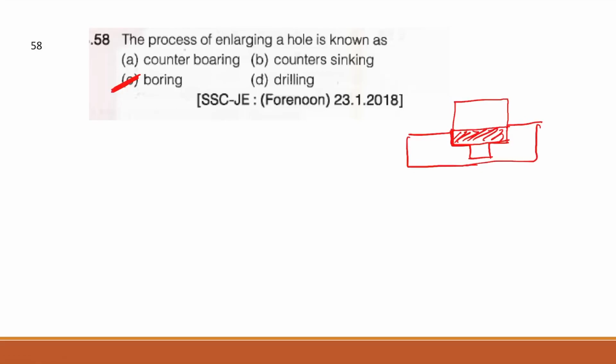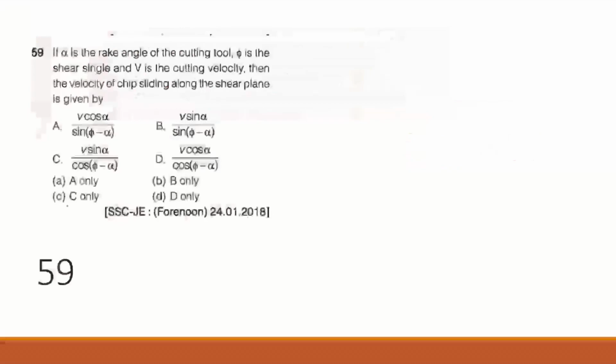So the boring tool is used to enlarge the existing hole. Now the next question, 59. If alpha is the rake angle of the cutting tool, phi is the shear angle, v is the cutting velocity, then the velocity of the chip sliding along the shear plane is given by.